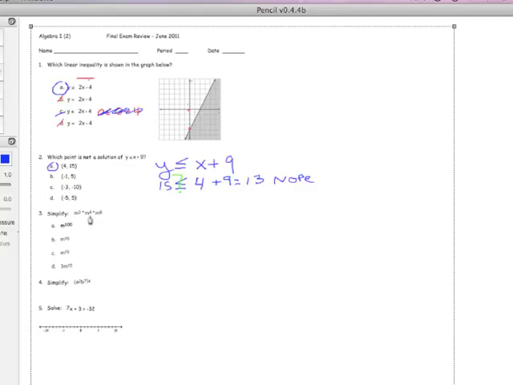There might be another one that's not a solution. Well, we can go through each one.